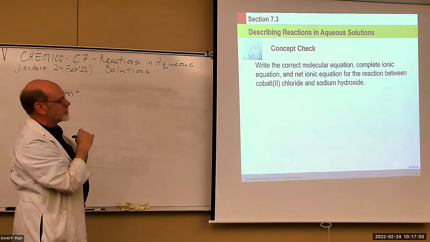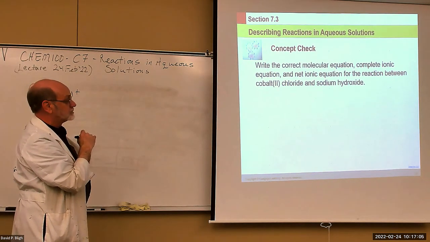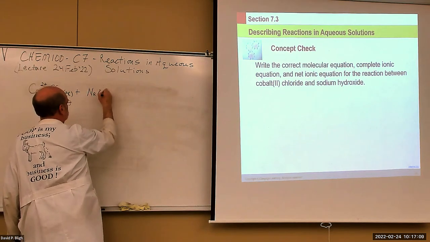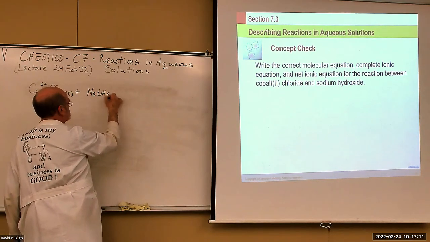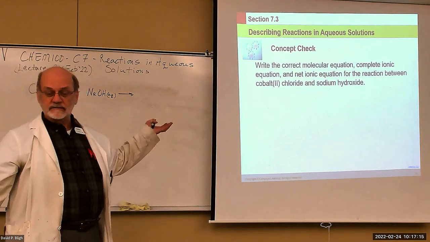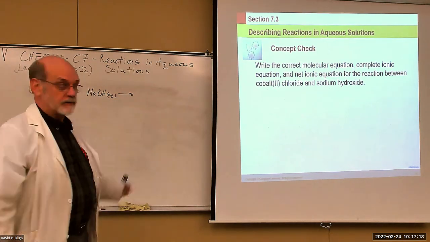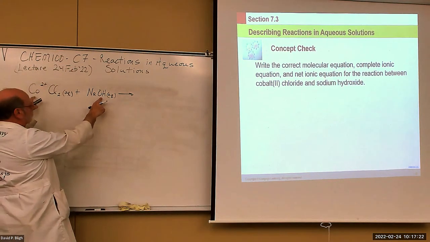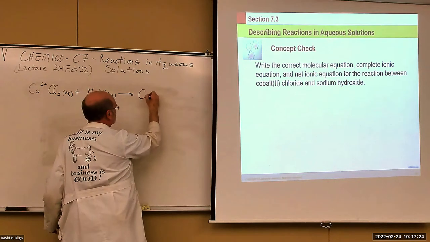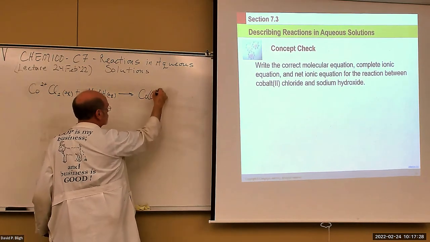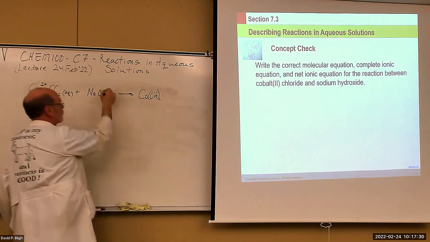And then we have sodium hydroxide in aqueous solution. So what is that going to give us? That's all we're given. We have to go from here. Hydroxide and cobalt react. Okay. Since this is 2 plus, we need two hydroxides because it's a 1 minus.